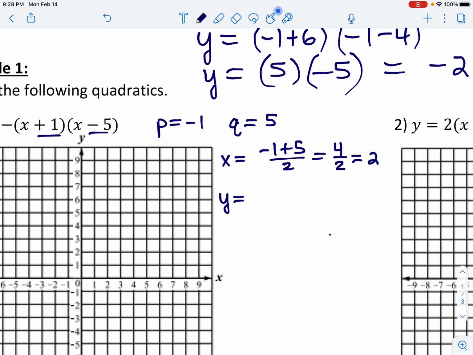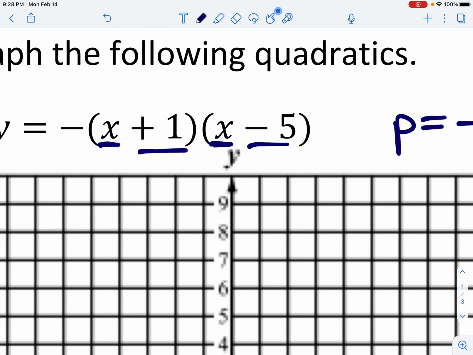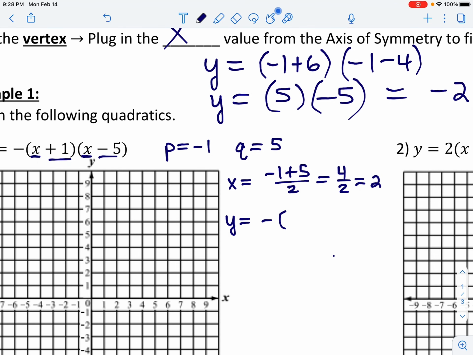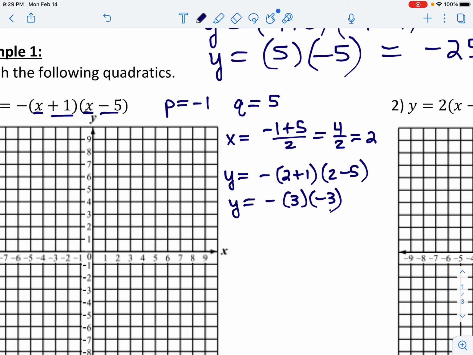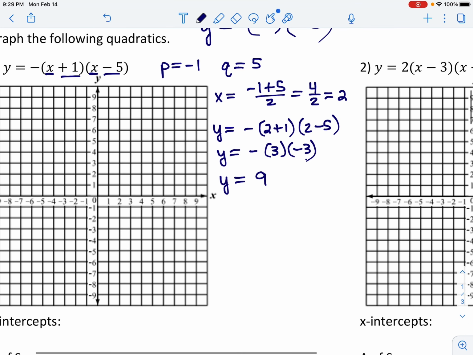Plug x back into the original equation. So I'm going to plug these x values right here back in the original equation. So 2 plus 1 times 2 minus 5. So y equals negative 3 times negative 3. So I have a negative times a 3 times a negative 3. If I multiply those all together, negative times 3 is negative 3, times negative 3 again is going to give me a positive 9. So now I have 2 comma 9 for my vertex.